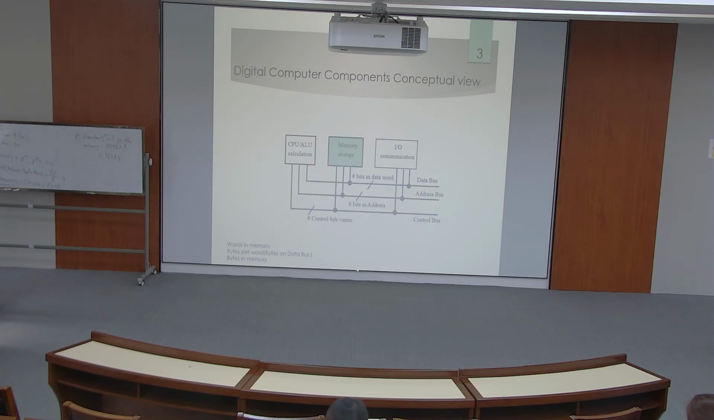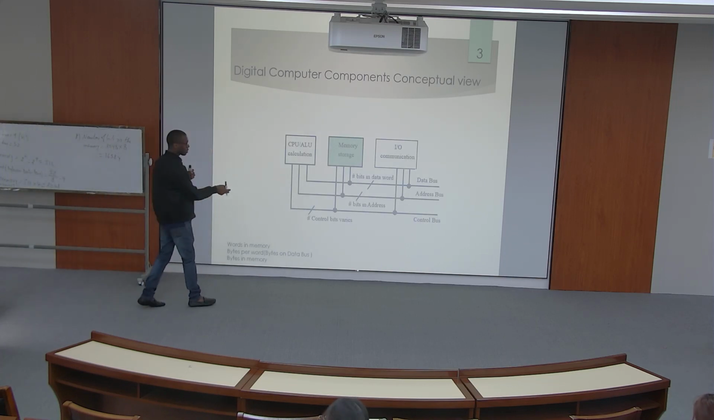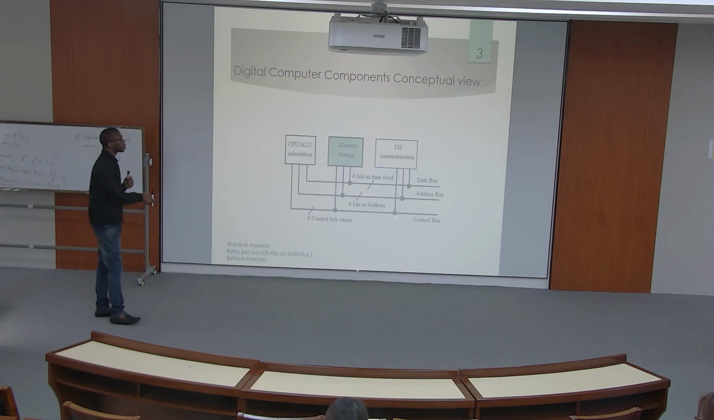So you see, with the total number of bits in the data bus and the total number of bits in the address bus, we can calculate the number of words in the memory, the number of bytes per word, the number of bytes in the memory, and the number of bits in the memory. Questions? No questions?